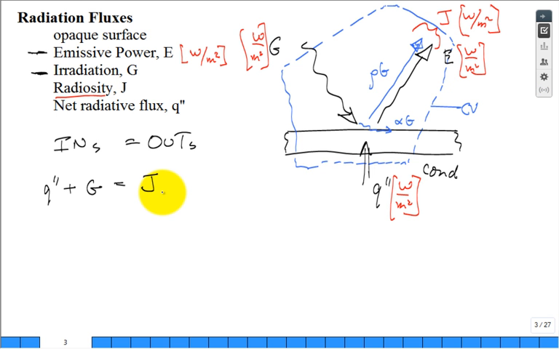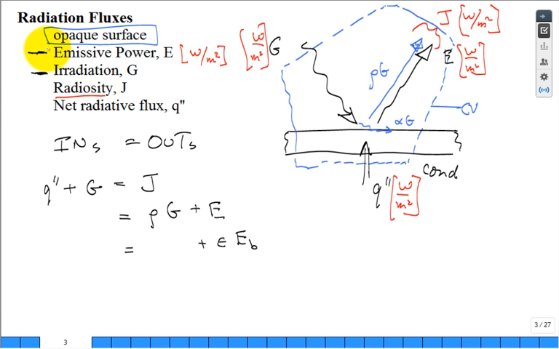Well, we can expand. What is the J? The radiosity is the reflectivity times the incoming. And then we have the emission. This emission you can characterize by saying it's the emissivity of the surface, how well it emits, times the black body emissive power. We are only going to focus on opaque surfaces.